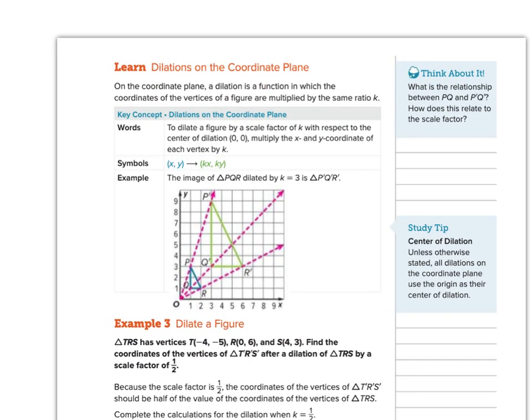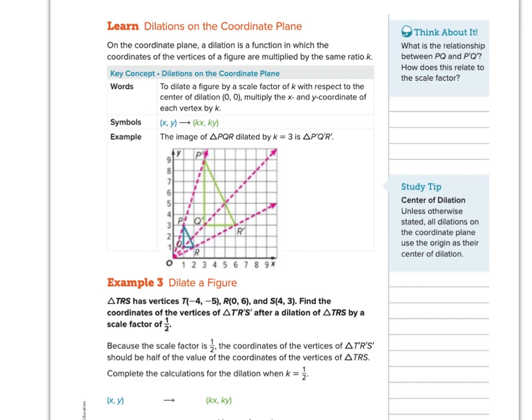Dilations on the coordinate plane. To dilate a figure by a scale factor, with respect to the center of dilation of 0, which is where we're always really going to be working, multiply the x and y coordinates of each vertex by k. Remember, everything in a dilation changes by that same scale factor. So the x coordinate would change by that value, the y coordinate would change by that value, so we are multiplying everything by that value.